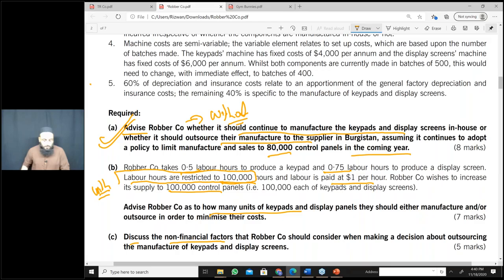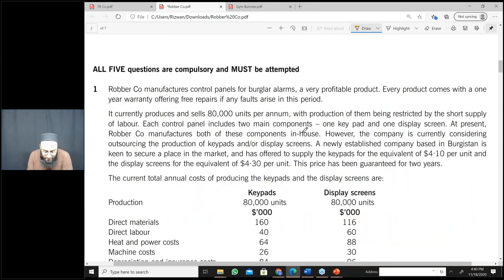Okay, now rubber company manufactures control panels for the alarms, a very profitable product. Every product comes with 1-year warranty, offering free repairs if any faults arise in this period. It currently produces and sells 80,000 units per annum. Now my friends, listen very carefully.